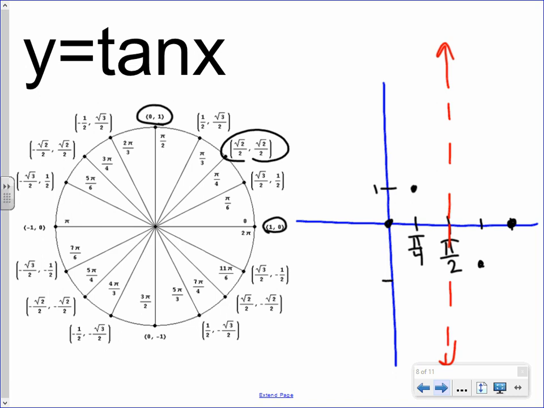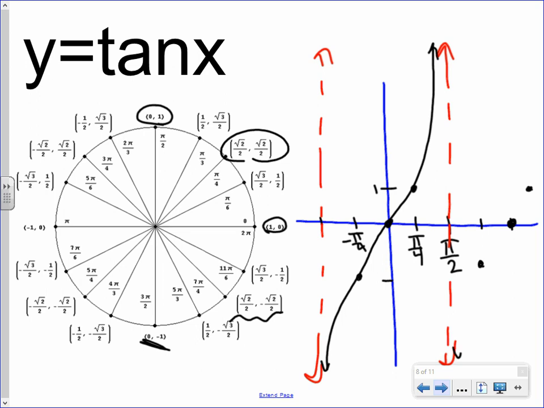Tangent of 5 pi over 4 would be 1. And then the tangent of 3 pi over 2, there's an asymptote right here, right? Okay, so let's back up over here. If we were at negative pi over 4, what would the tangent be? It would be -1. And if we rotated to negative pi over 2, our tangent would be undefined.